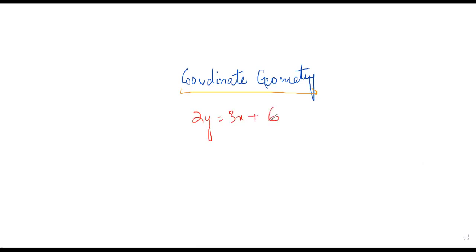What is the gradient of this line? 3x. You never include x. Wrong. Did you rearrange it in the formula y is equal to mx plus c? Well, we can do it. Let me just do it quickly. Y should be kept alone. There should be no coefficient, nothing. There should be a positive y.